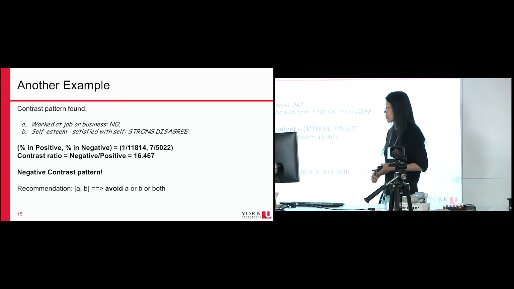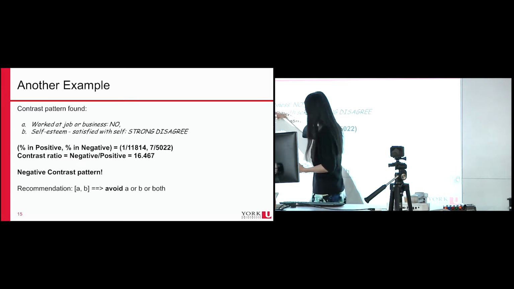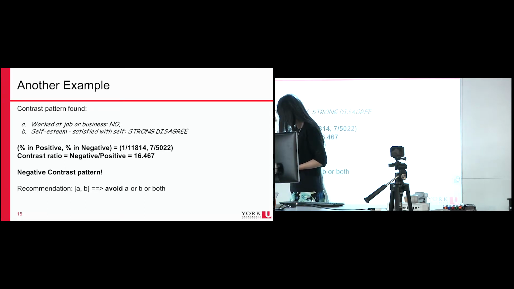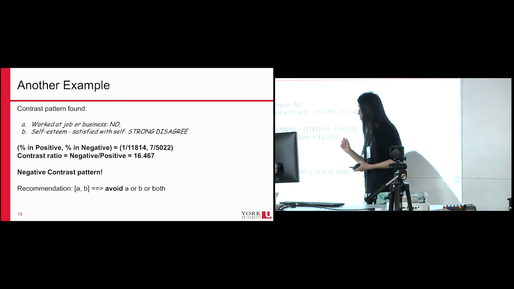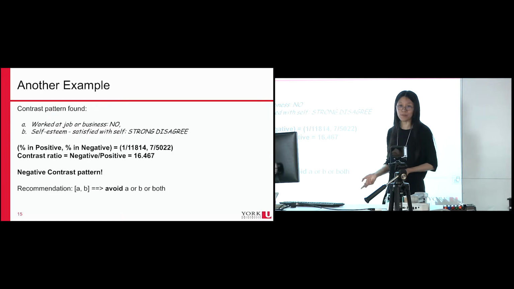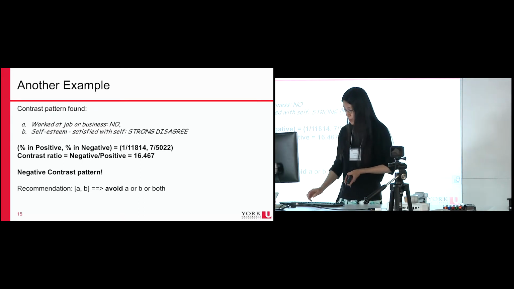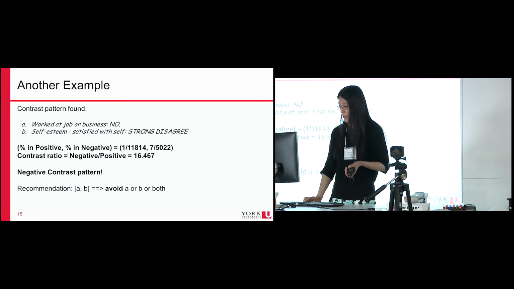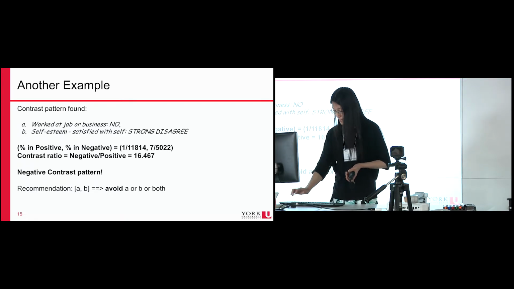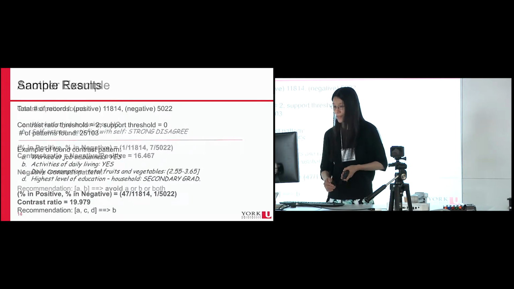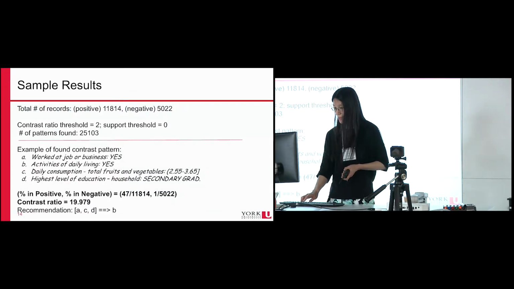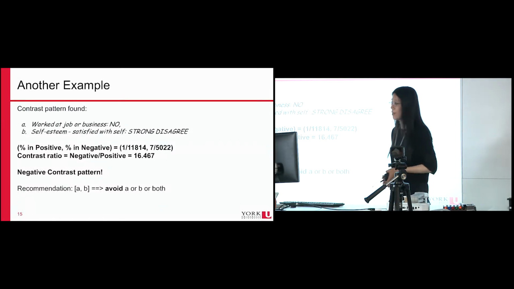And with this contrast pattern, if a new user satisfies both characteristics, then we can recommend the user to avoid either A or B. Okay, so with both positive contrast patterns and negative contrast patterns, we can make recommendations. Okay, just move on. All right.